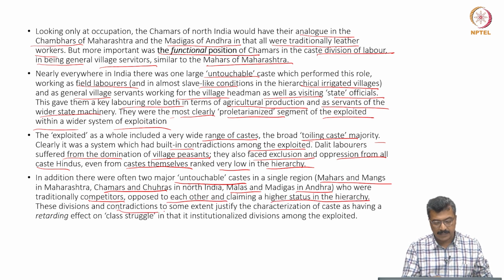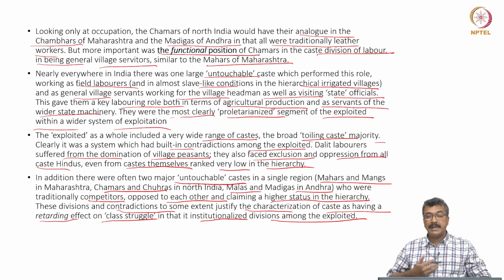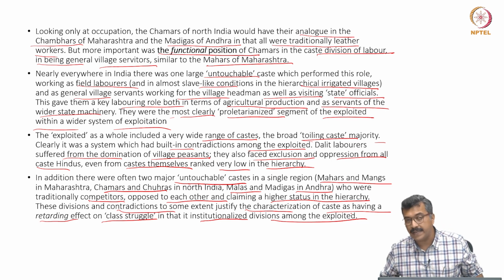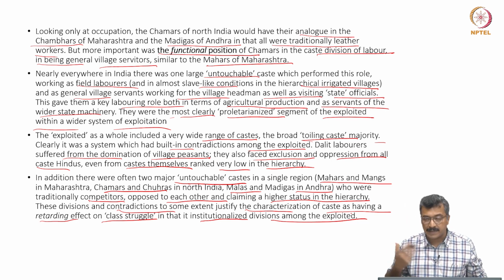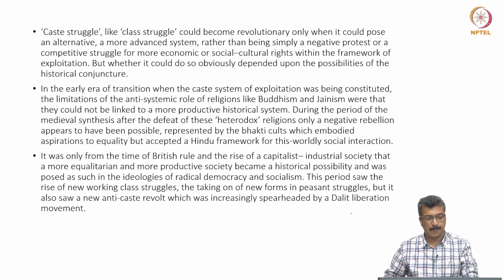These divisions and contradictions to some extent justify the characterization of caste as having a retarding effect on class struggle, in that it institutionalized division among the exploited. So this is again a perennial problem, because as we have seen, even among the untouchable or the ex-untouchable groups, untouchability exists, and the kind of divisions exist, and thereby to a large extent limiting these caste groups to come together and then put forward a unified struggle against caste system.